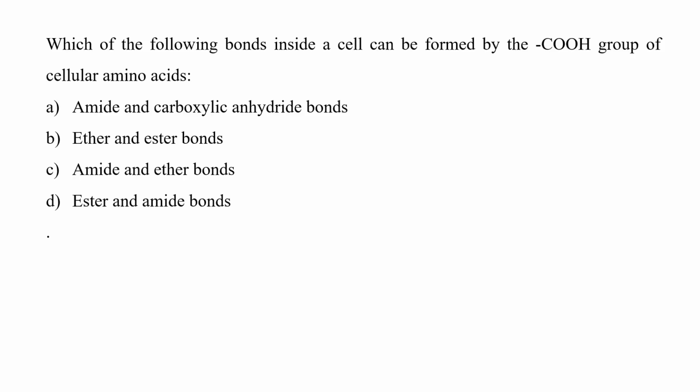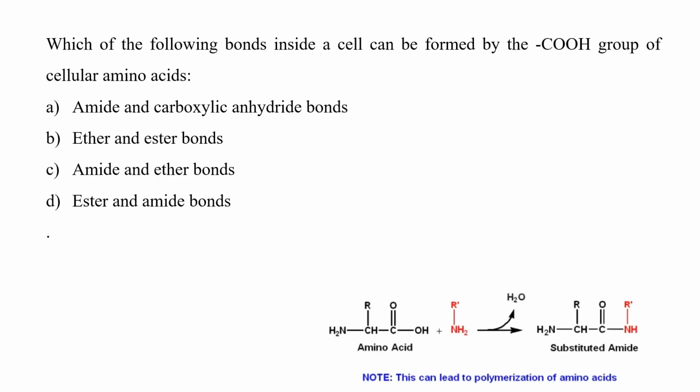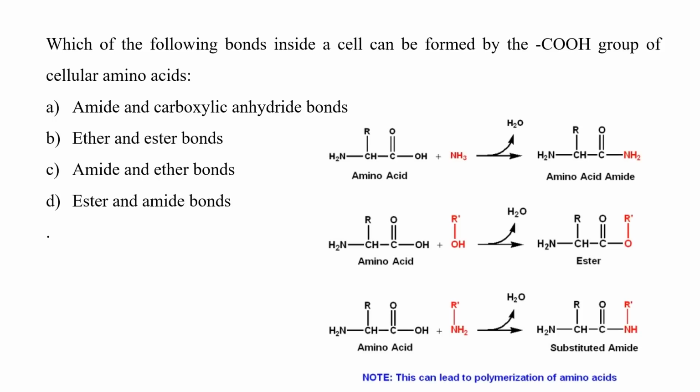Amide and carboxylic anhydride bonds, ether and ester bonds, amide and ether bonds, or ester and amide bonds. Each amino acid has two functionalities, the amino group and the COOH group. There are certain reactions which are due to the COOH group, like salt formation with alkalis, ester formation with alcohols, amide formation with amino group, and decarboxylation.